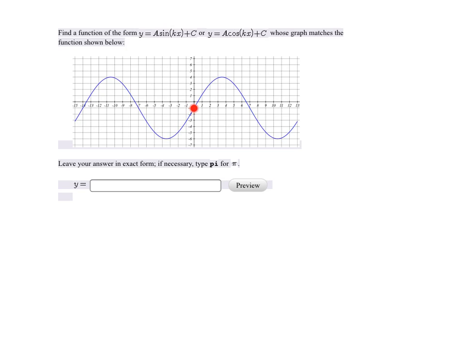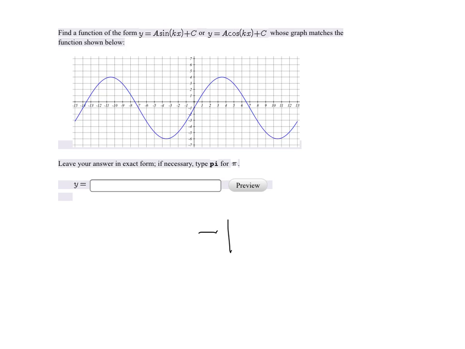Now, we'd have to shift it down. We don't have to shift it left or right because it crosses right there on the y-axis. And that's why in these models they don't have any left-right shift inside the parentheses. So I know that in this case C is going to be -1 because that's the midline.